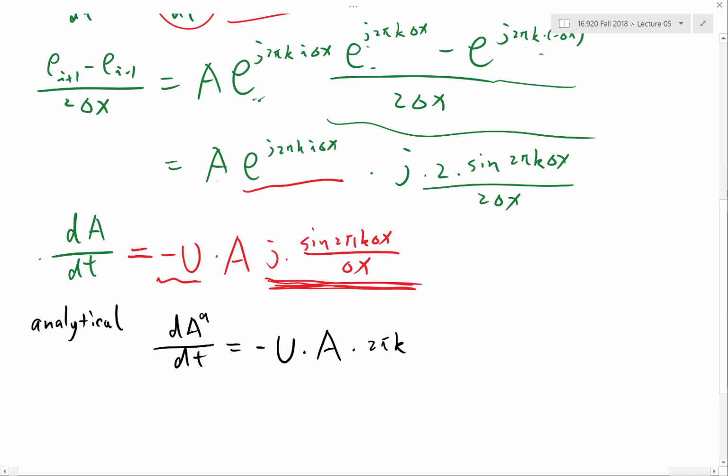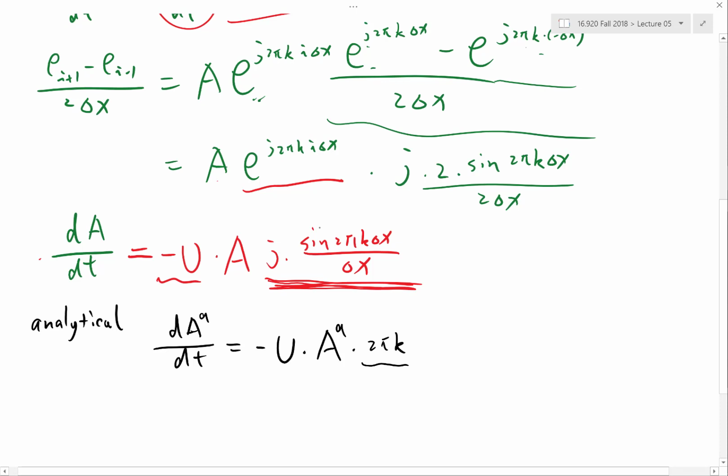Right, so if you do Fourier series and plug the Fourier series into the analytical differential equation, you get this. So basically, we are approximating this 2 pi k by sine of 2 pi k delta x divided by delta x. And if you remember your Fourier series expansion, you know this is a very good approximation only when k times delta x is very small. Okay, it's actually approximated to second order when k delta x is very small.